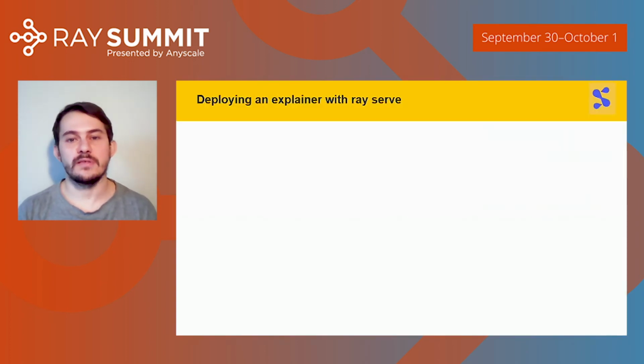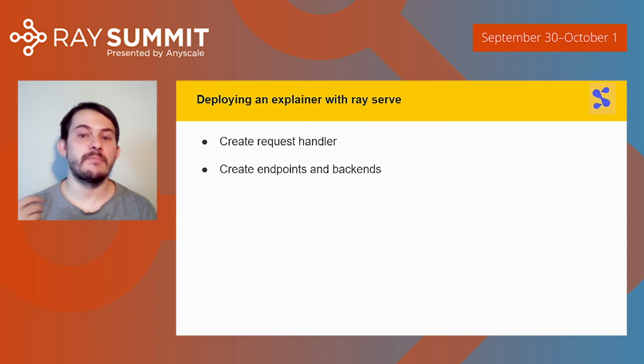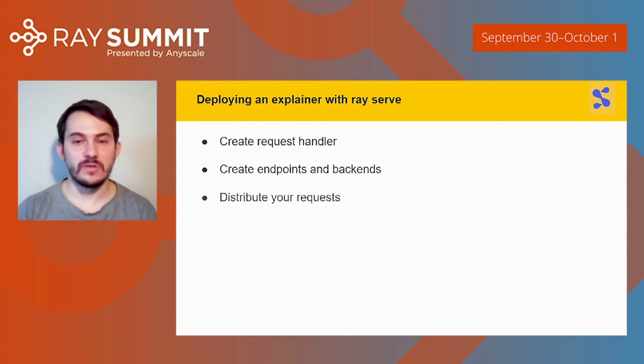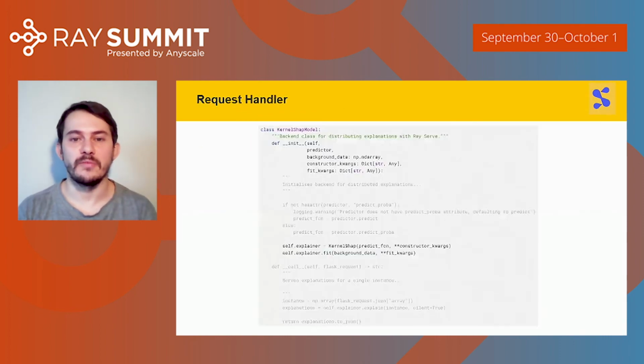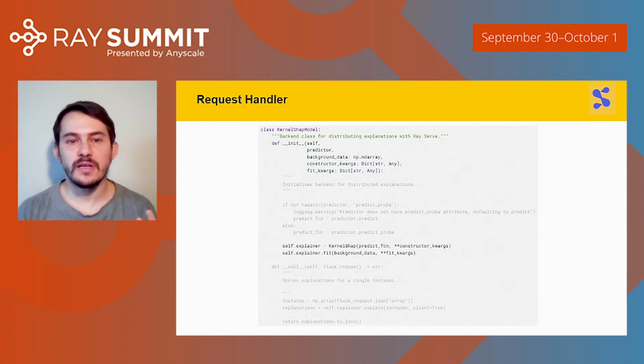So how can you do this? Well, there are 3 main steps to use Ray Serve to deploy the same tasks that I've described. First, we need to create a request handler. We need to create endpoints and backends, and we need to distribute the requests. Arguably, the first 2 steps are what we care about the most. So in this case, we coded the KernelSHAP model, which is our request handler, which takes our predictor and the arguments for the explainer constructor and the fit step that I've mentioned, and we just instantiate and fit our explainer.